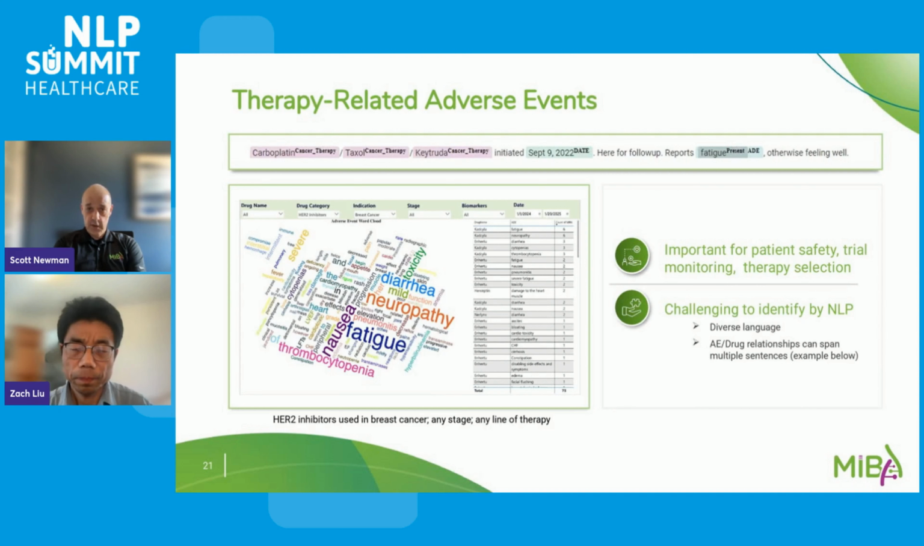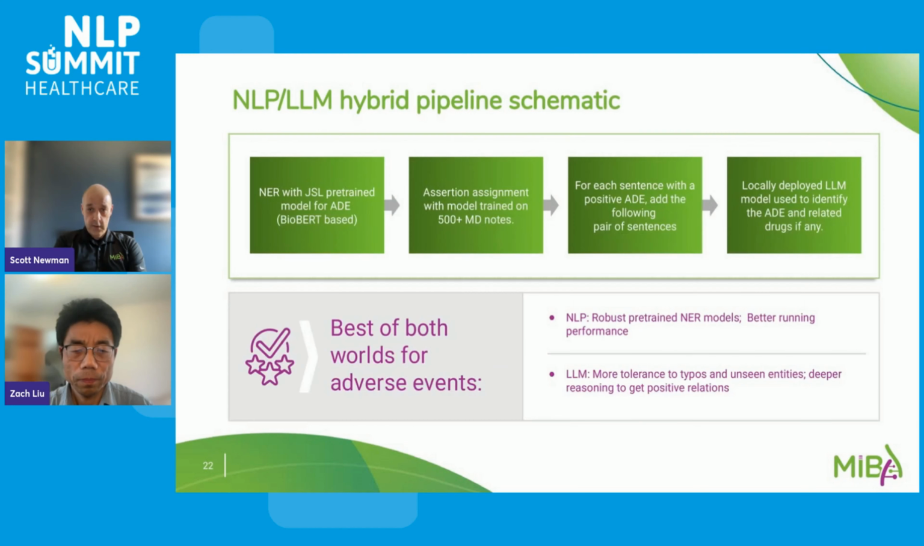So for those that don't know, an adverse event is essentially a bad reaction to a drug. You can see it here. So carboplatin, Taxol, Keytruda caused fatigue. So we've got entities and then a relationship between those entities and the adverse event. The problem is that the language used to describe these adverse events is so diverse that NLP often falls down. As a result, Zach came up with the following.